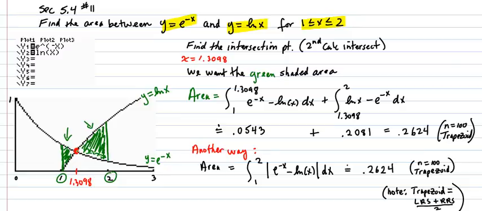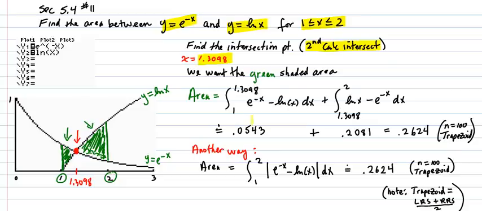To the left of the intersection point between the two curves, which is right here, e to the negative x is above log x, and after it's reversed. And we want positive area. So we're going to find this intersection point, and we could try to solve it algebraically, but that's going to be difficult in this case here. So we're going to use second calc intersect, and that turns out to be 1.3098.